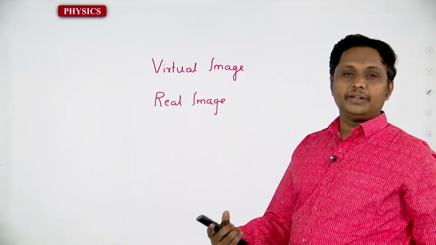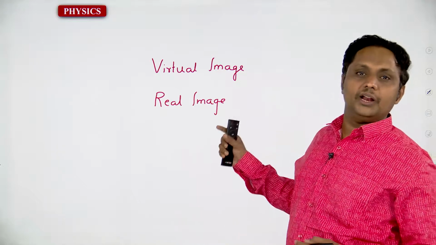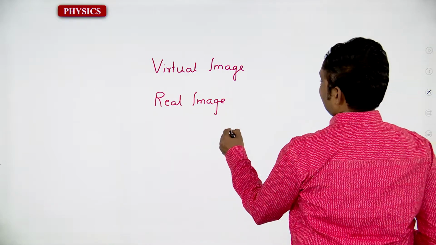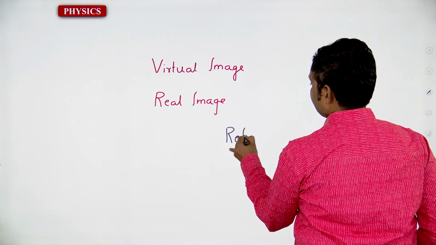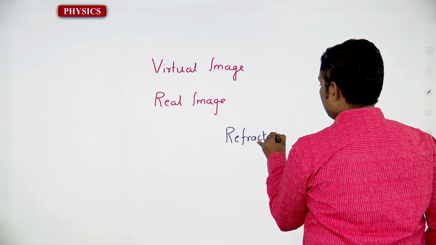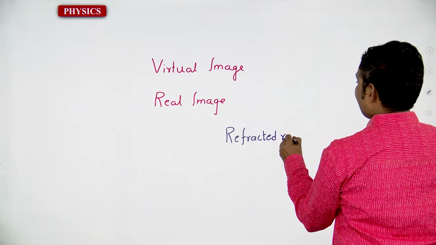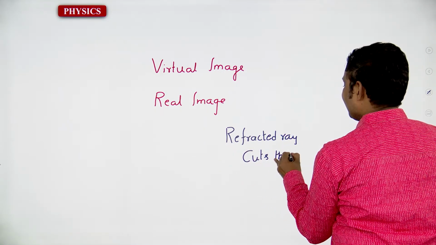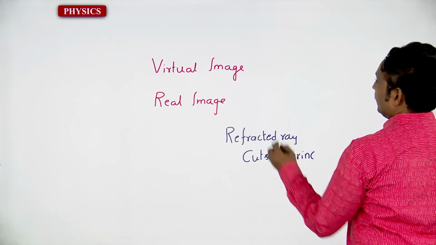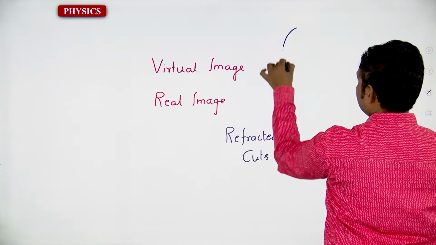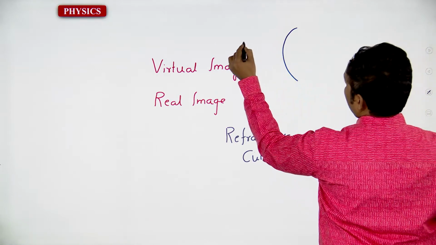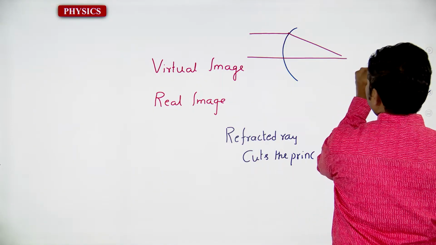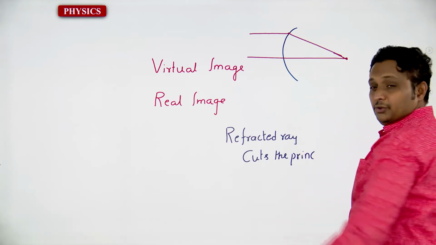How will you confirm that the image is going to be real or virtual? The refracted ray which cuts the principal axis on the right side, you have to confirm. The refracted ray cuts the principal axis. This is very clear. You have that it has been incident, which cuts the principal axis. You can confirm that.